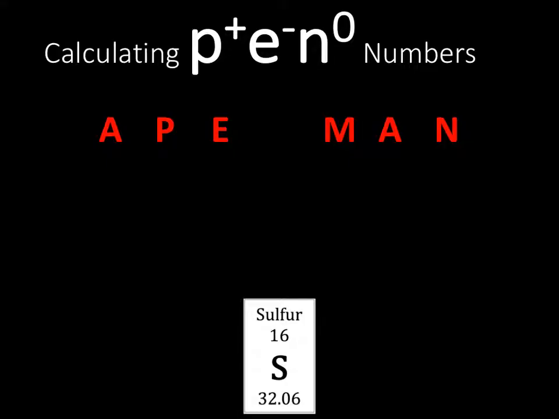I like to teach the ape-man mnemonic for determining the pen numbers. And the A, it stands for atomic number. And it equals the P, which is the proton number. This also equals E for electron number.